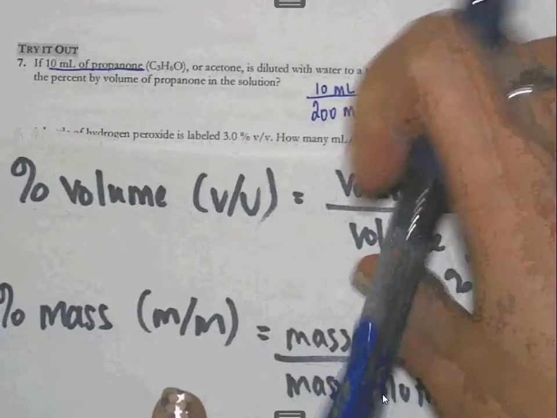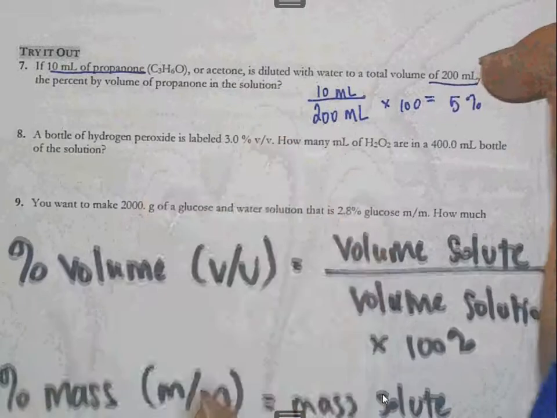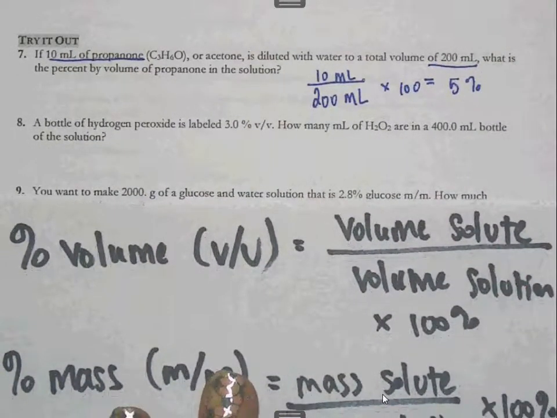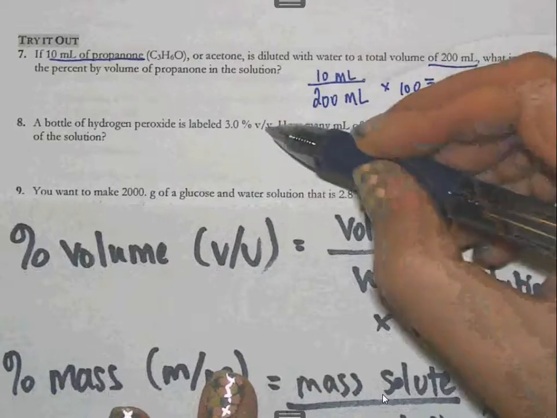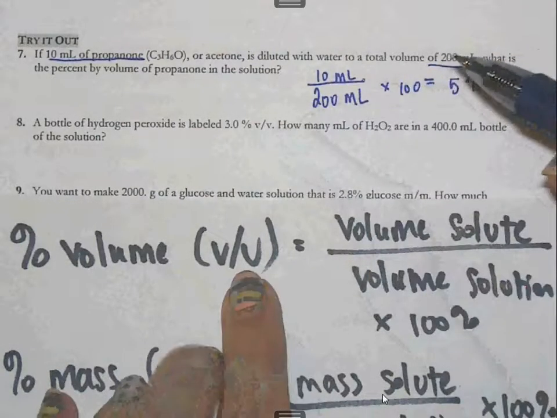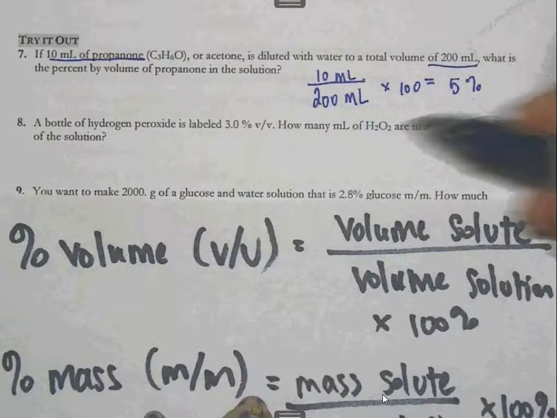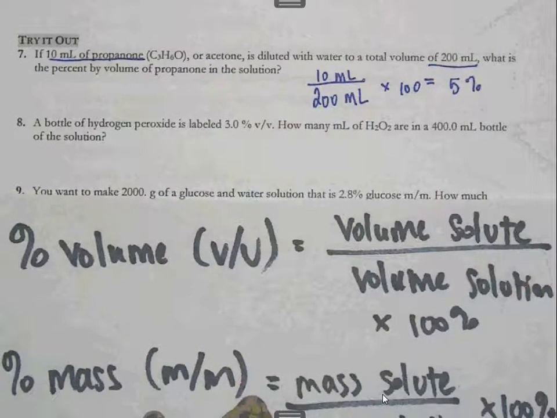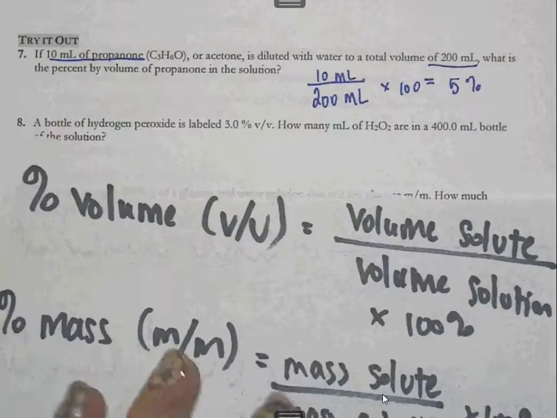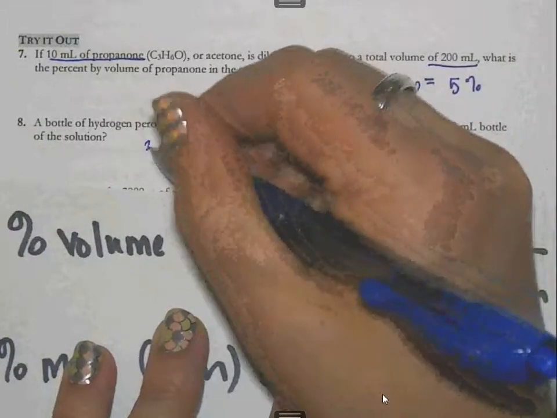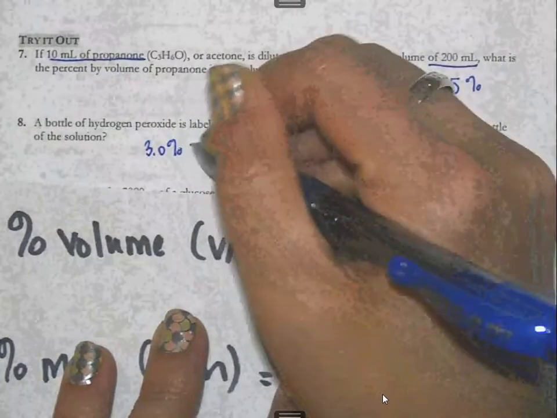The next problem says a bottle of hydrogen peroxide, like you could buy at the grocery store or drugstore, is labeled 3.0%. Volume by volume is what that means, that it's a percent volume. How many milliliters of H2O2, that's hydrogen peroxide, are in a 400 milliliter bottle of the solution? Well, this one's a little backwards, but mathematically you guys should be able to do this. So this time they're giving me the percentage.